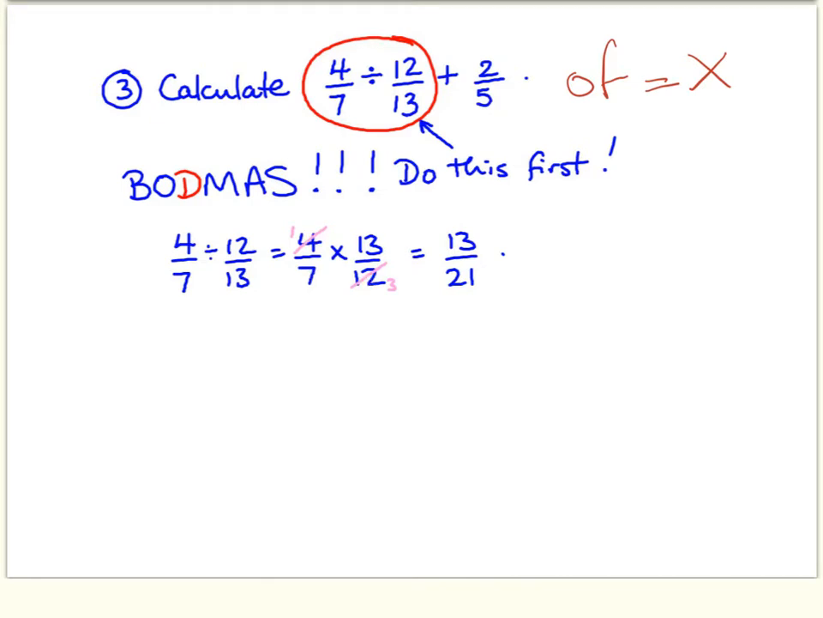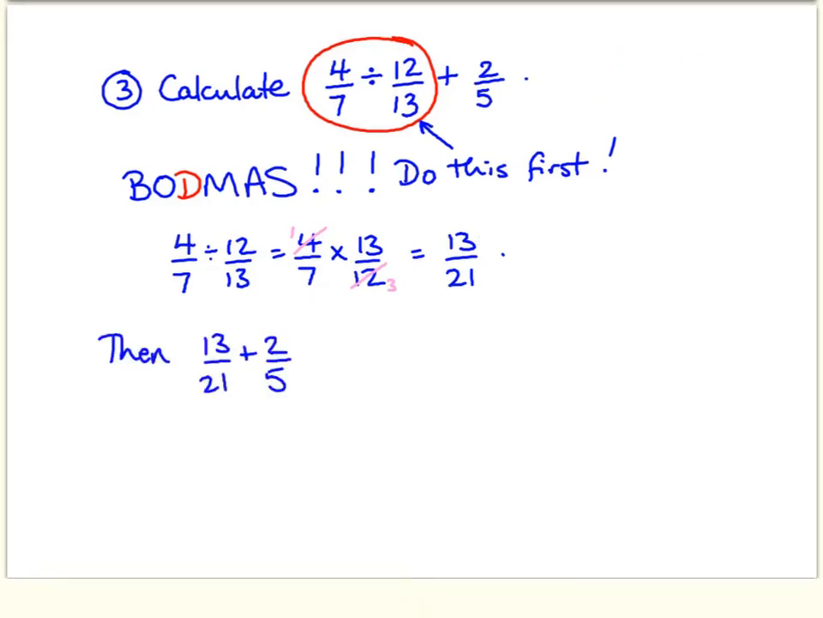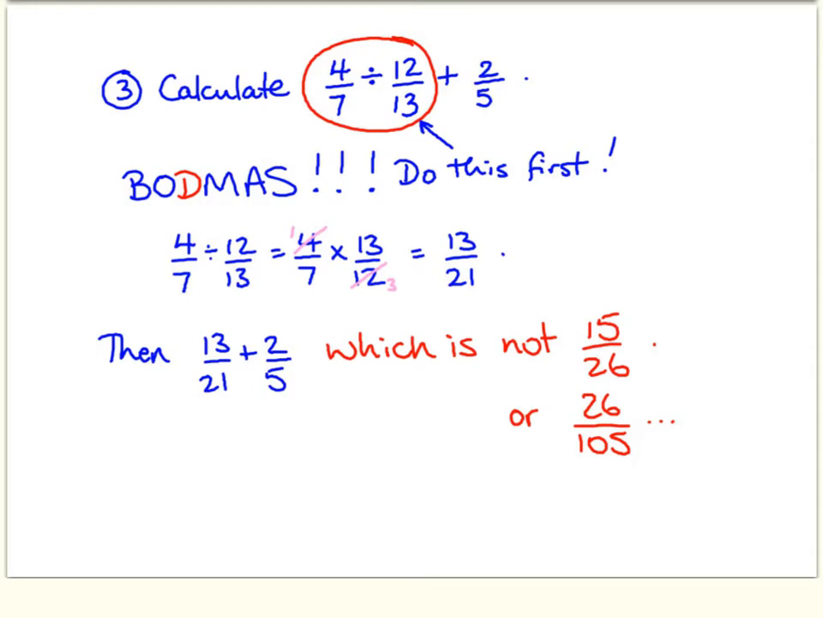What I've done is I've seen there's a common factor of 4 between the 4 and the 12, so I've divided them both by 4. That gives me 1 and 3. So the calculation I'm doing is 1 times 13 and 7 times 12, so 13/21. Now what I have to do is 13/21 plus the remaining fraction here, 2/5. What I have to do is make sure that these two fractions have the same denominator.